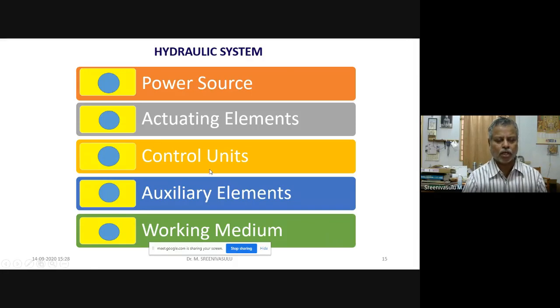Control units: what all aspects need to be controlled, like the valve, at what time it has to be open, at what time it has to be closed, and exactly what the degrees of rotation are. All those informations are going to be controlled through this. Auxiliary elements are what any device will require, like pressure measurement, in order to know its functioning. Working medium, obviously hydraulic fluid over here.